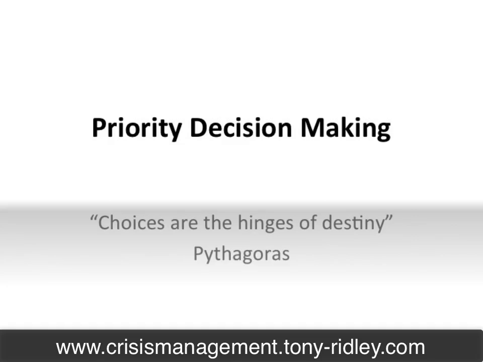In this section we're talking about priority decision making, and this subset we're going to talk about goals, setting goals and performance standards for crisis management. Fundamentally, crisis management should be approached like any other business process. It should be measurable, it should have desired outcomes, it should be tracked, it should be performance based.